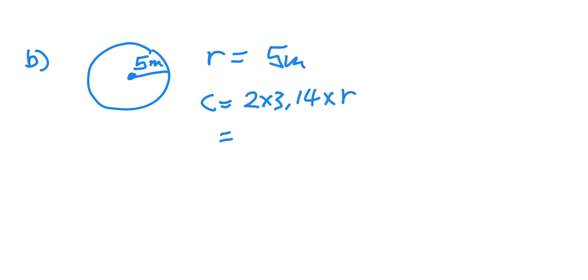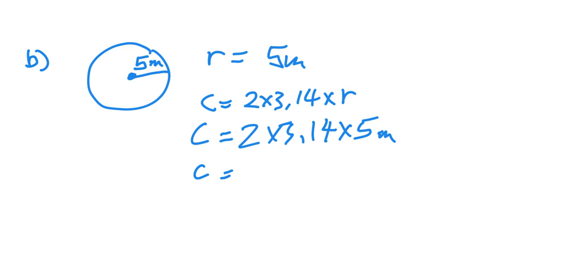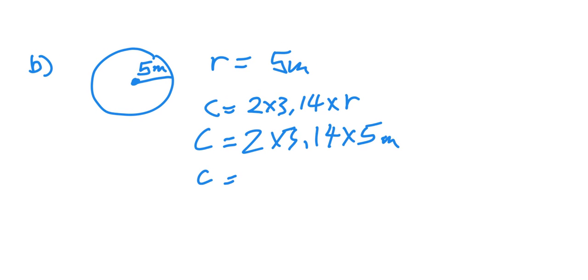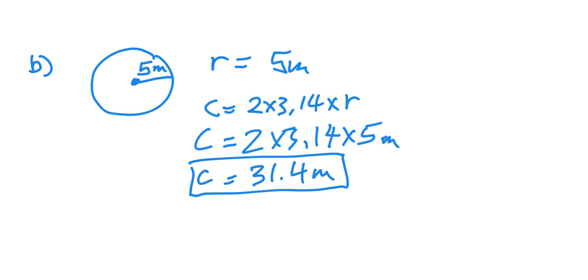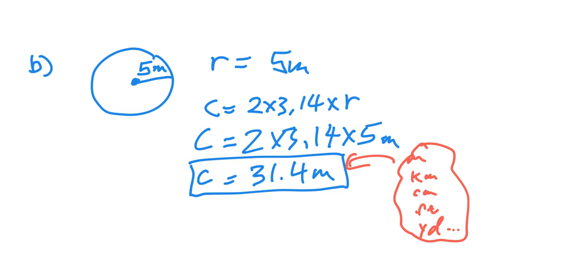Okay, now you've unpaused. So in this case, our radius is 5 meters. And now we substitute directly in. So c is equal to 2 times 3.14 times 5 meters. Now when we calculate, we end up with c is equal to 31.4 meters. And like I said before, it's not meters squared, it's just meters, kilometers, centimeters, feet, yards, stuff like that. So we're done. So now let's take a look at the next type of problem that you'll see.